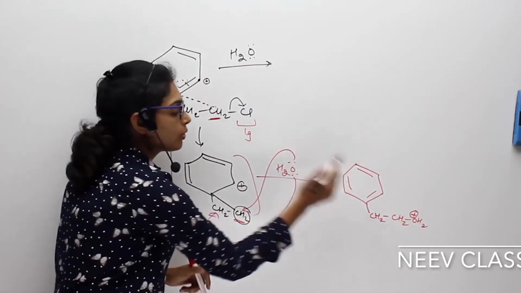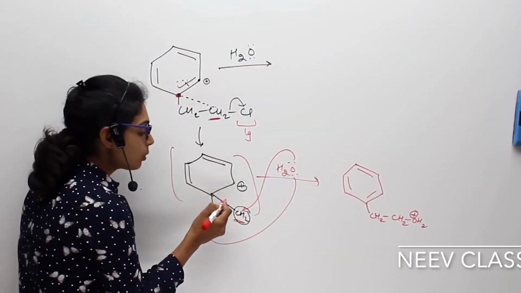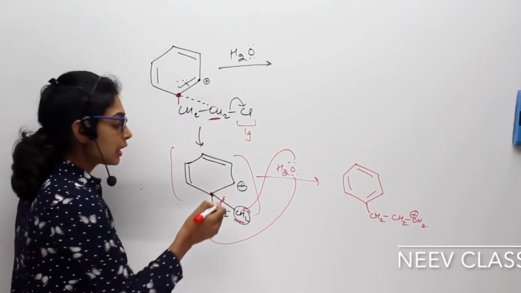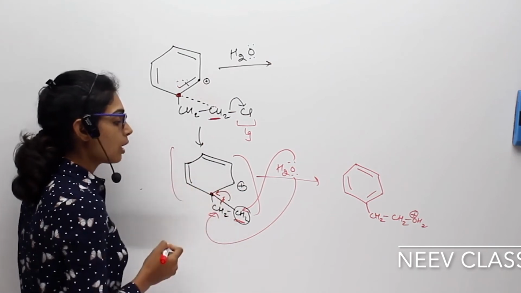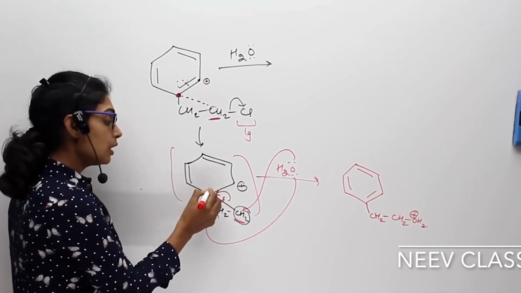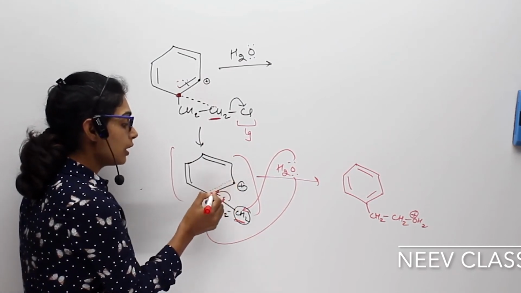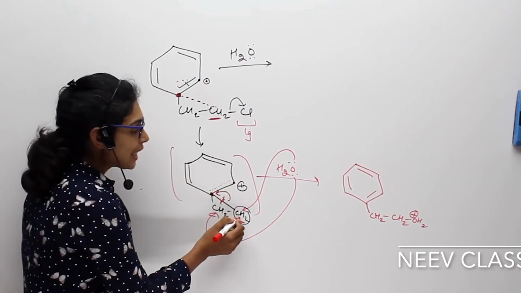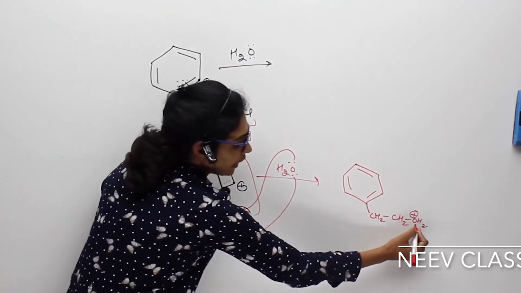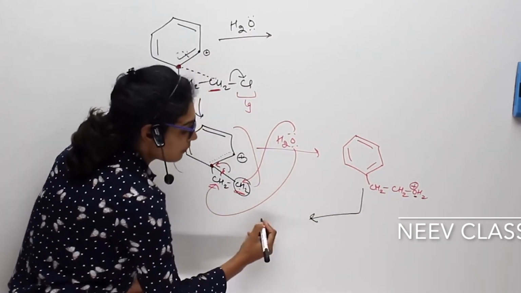How did this pi bond get restored? This CH2 had broken the existing bond between this carbon, giving back the pair of electrons to the carbon, and due to the electrons which we have given to this carbon, a bond formation will happen again between this carbon of the ring and this carbon of the ring. This CH2 will form the bond with H2O. Now O will get a positive charge over it.